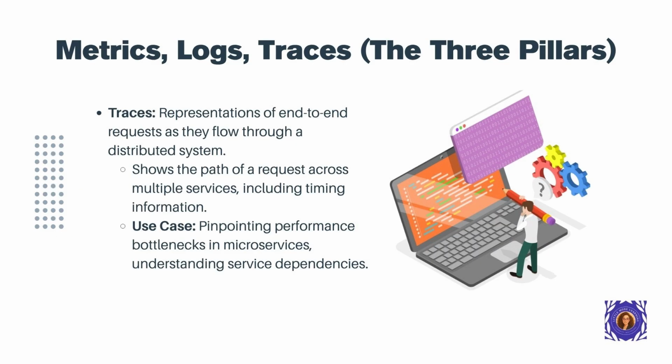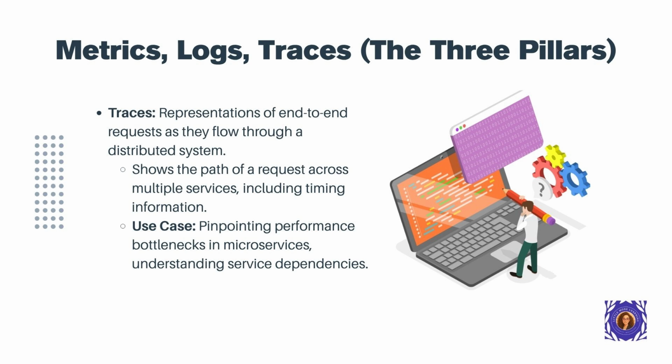Finally, we have traces, and this is where things get really interesting in our modern microservices world. Imagine you're ordering food through a delivery app. Your single request, order pizza, actually triggers a cascade of operations across multiple services: authentication, inventory check, payment processing, delivery routing. A trace follows that single request as it bounces between all these services, showing us exactly where time is being spent and where bottlenecks might occur.